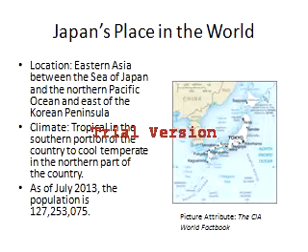Japan's place in the world. Japan is located in eastern Asia between the Sea of Japan and the northern Pacific Ocean and east of the Korean Peninsula. Japan's climate is tropical in the southern portion of the country and cool temperate in the northern part of the country. As of July 2013, the population of Japan is 127,253,075 people, which makes it the 10th largest country in the world in regards to population. In the picture, you can see Japan's location.